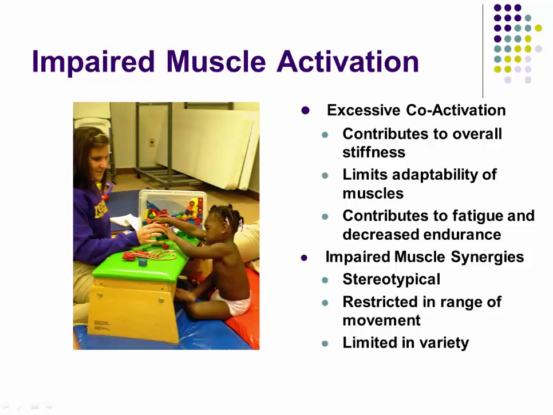In typical development, as she's reaching, the extensor muscles, your triceps, would be the agonist, and your flexor muscles should be relaxing, but with hers there's a constant force. And this leads to the synergy patterns that we see in children.